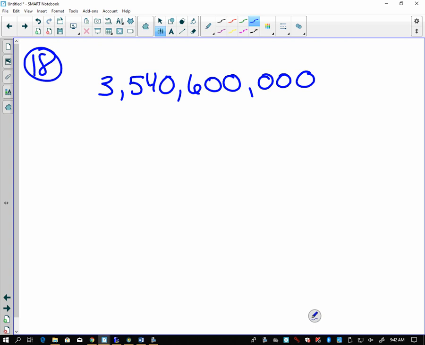We want to write this number in scientific notation. How do I do that?